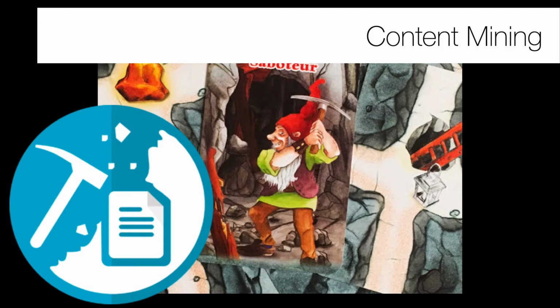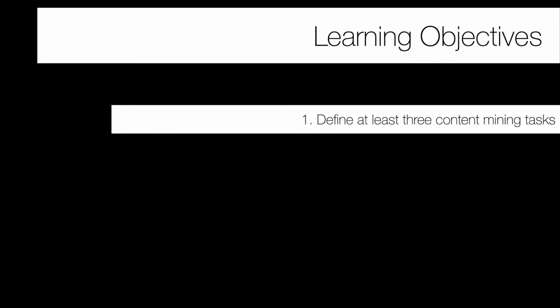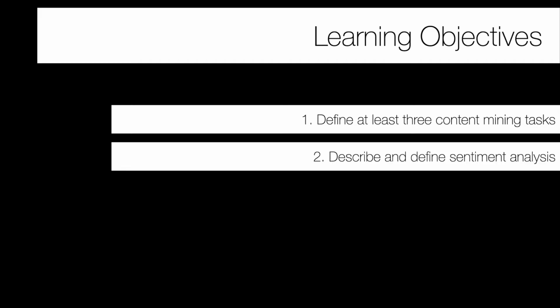And now let's talk about content mining. So the main objectives for this are fourfold. One is to define at least 3 content mining tasks. Describe and define sentiment analysis. So sentiment analysis is kind of an interesting set of research. It's hard in a way that we may not expect. We'll define it in this module, or this half of the module.